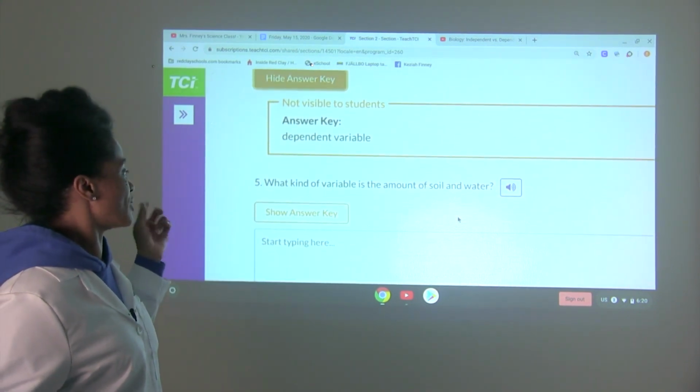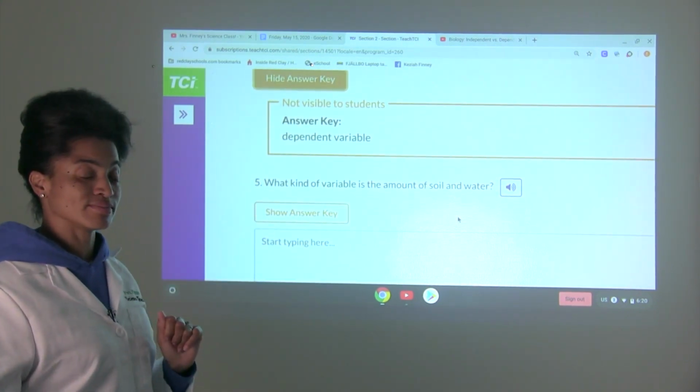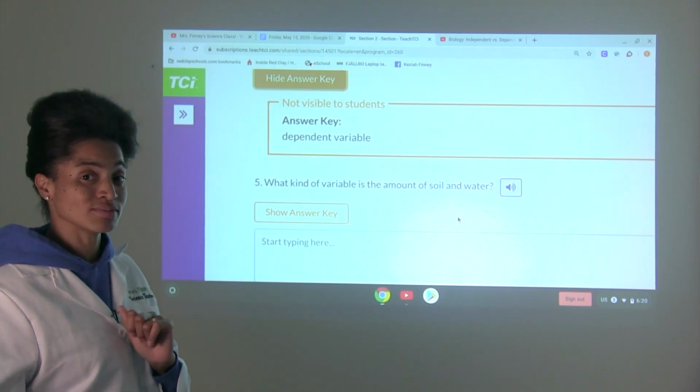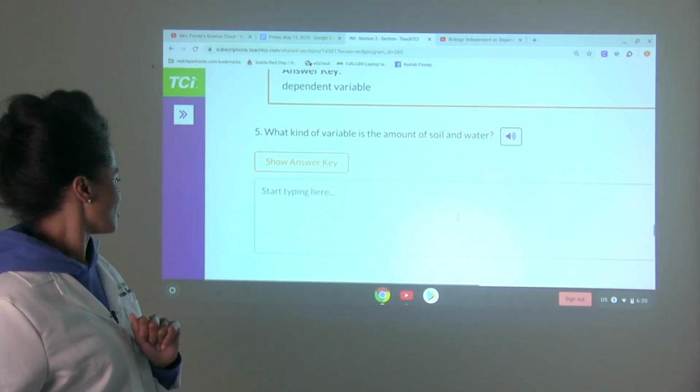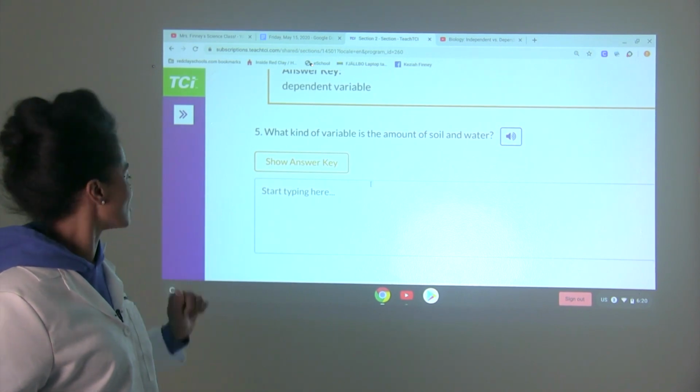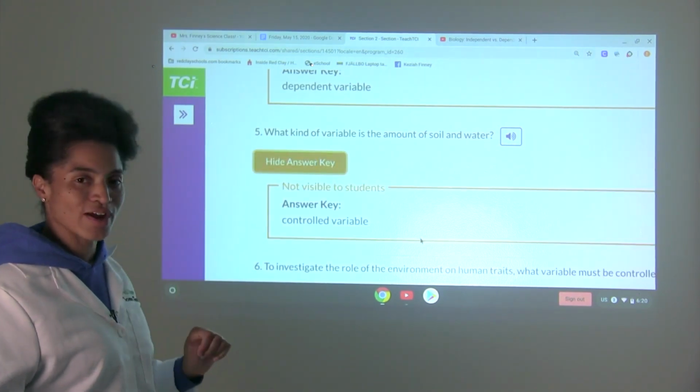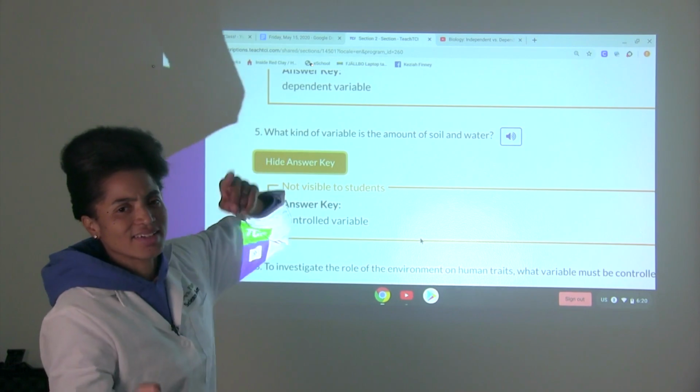Well, what kind of variable is the amount of soil and water? You know that one too? Well, go. Just click the button, Mrs. Finney. Okay, all right, got it. Controlled variable.